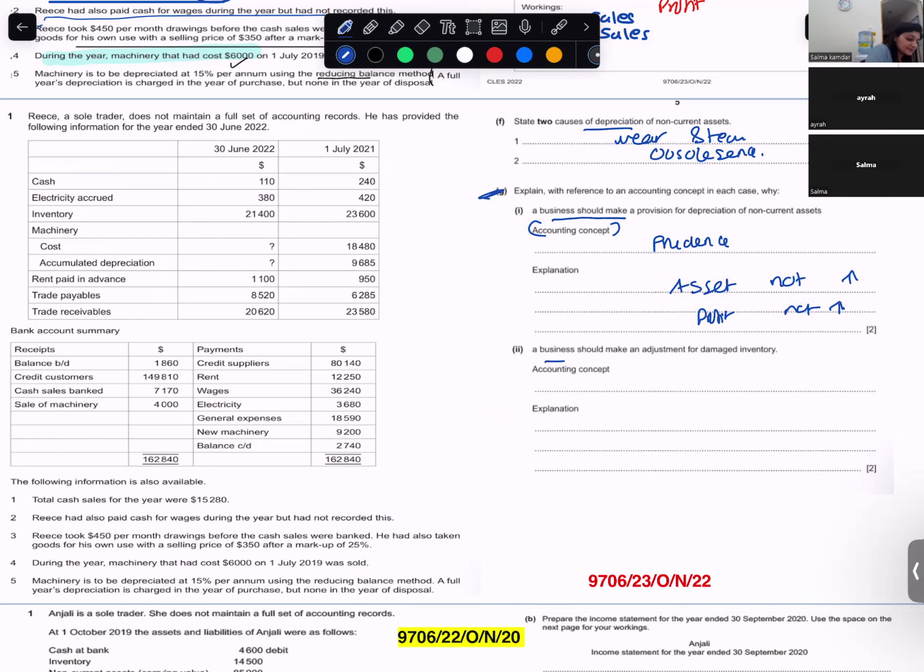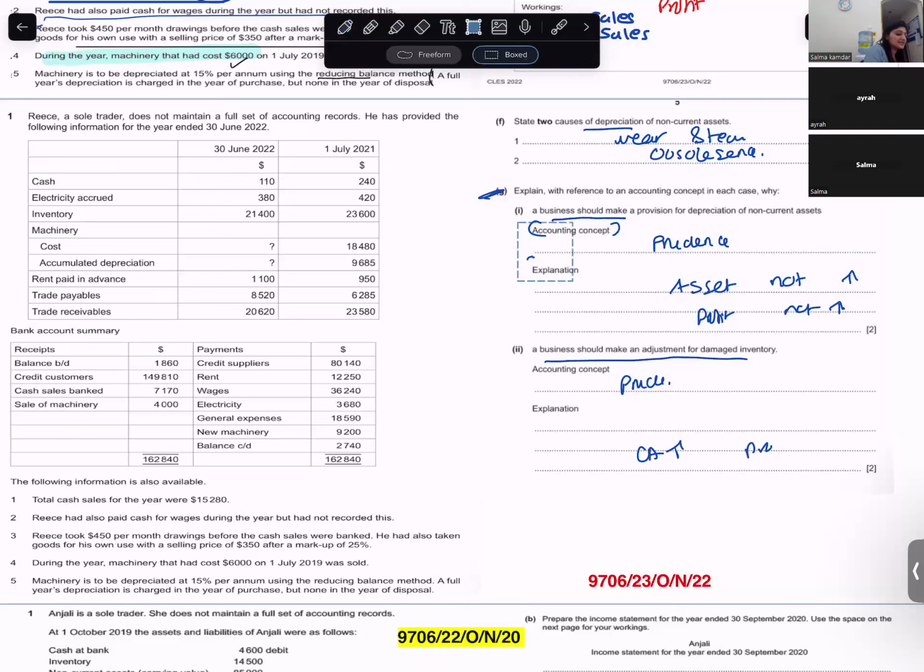Then read this: a business should make an adjustment for damaged inventory. This will also be prudence only, no? Or you can say matching also. No, prudence. I can use both. So prudence, why? Because again you're supposed to account for the expenses that are made so that the profits and assets are not overstated.